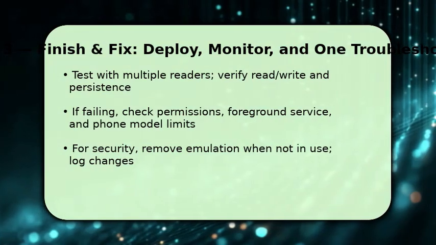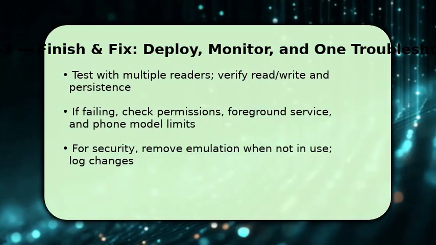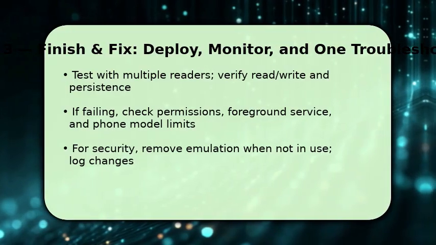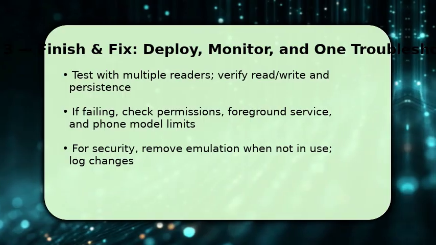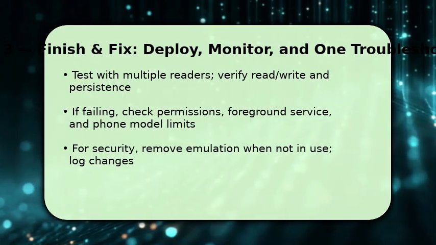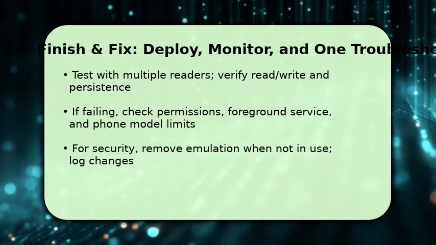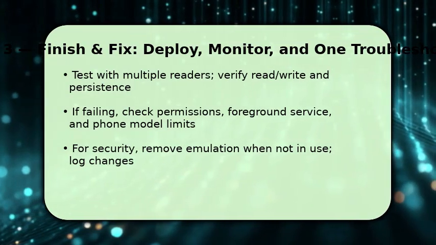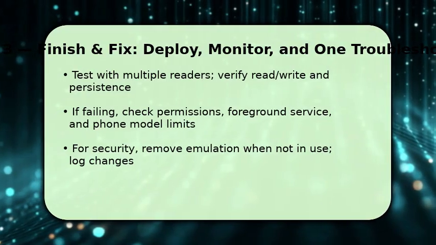To finish, perform several real-world reads, payment terminals, access readers, and another phone with NFC. Confirm the payload appears and persists as expected. If the reader rejects it, make sure the app runs in foreground, permissions are granted, and your phone model supports required features. Once done, disable emulation to avoid accidental transactions.